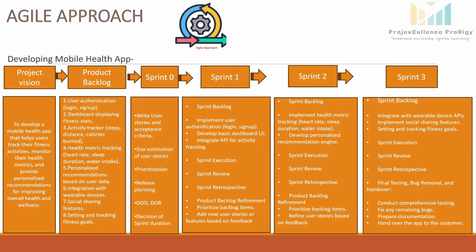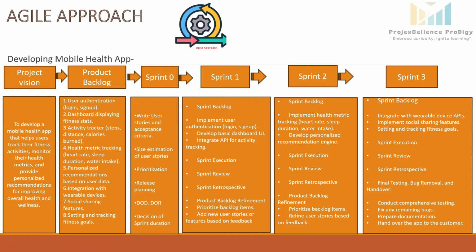We can see here how the project life cycle is moving on applying Scrum Agile framework. You see, we will start from project vision, then the product backlog, sprint 0, sprint 1, sprint 2, and sprint 3. So come to the project vision. So project vision in our example here is to create an user-friendly app that allows users to track their fitness activities, monitor their health metrics, set fitness goals, and receive personalized recommendations.